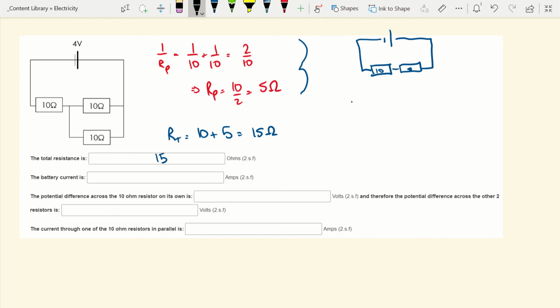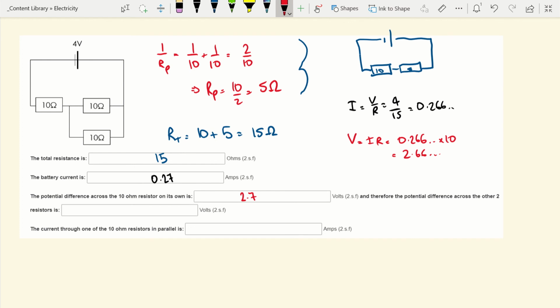Okay, so battery current we're going to get in the same way. So the EMF we can see is 4 volts. The total resistance is 15. We've done that calculation earlier, so I remember that that is 2.66 blah blah. So we're going to give our answer as 0.27, to two significant figures. To get the potential difference across the 10 ohm resistor on its own, we're going to do the current passing through it times by that. So that's going to give us 2.66, blah, blah, blah. So we're going to round that to 2.7.